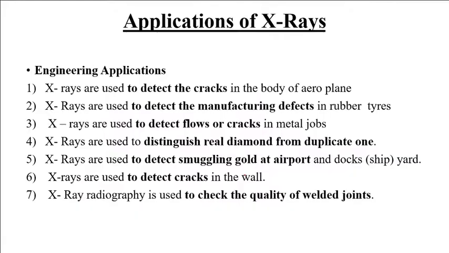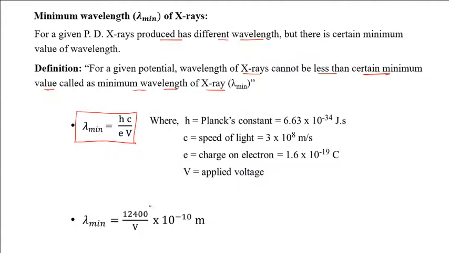So lambda minimum, if we substitute the value of H, C and E in this equation and calculate, we will get this. Lambda minimum is equal to 12,400 upon V into 10 to the power minus 10 meter, and we know that 10 to the power minus 10 meter is nothing but 1 angstrom. So we can write lambda minimum is equal to 12,400 upon V in angstrom unit.